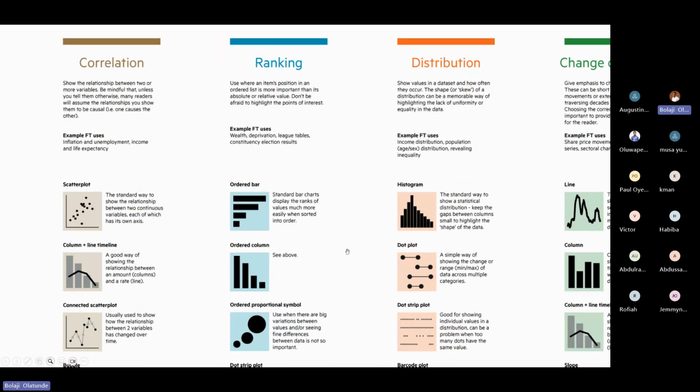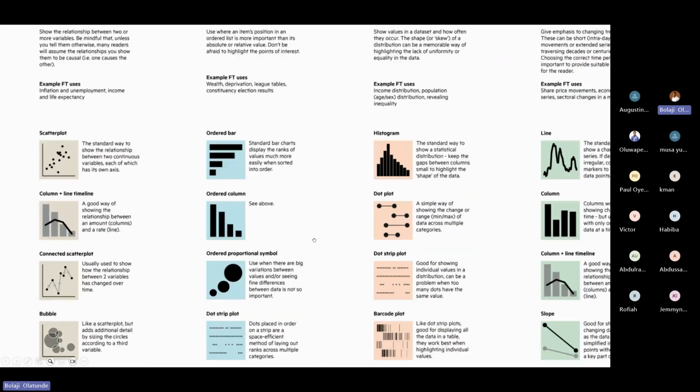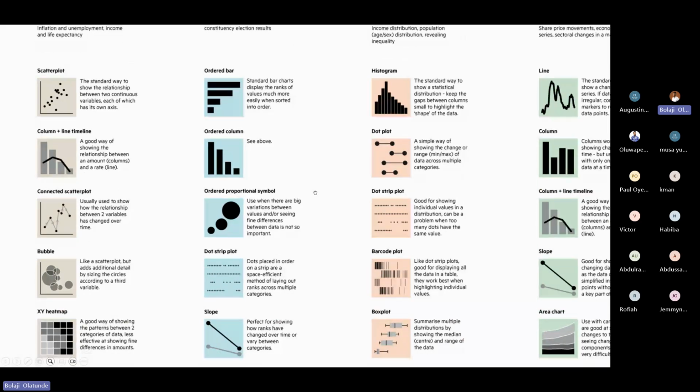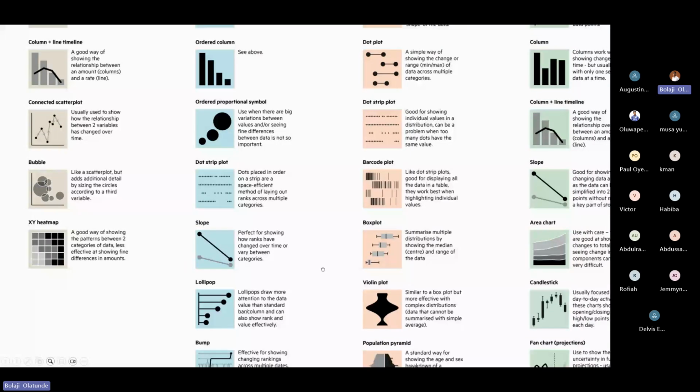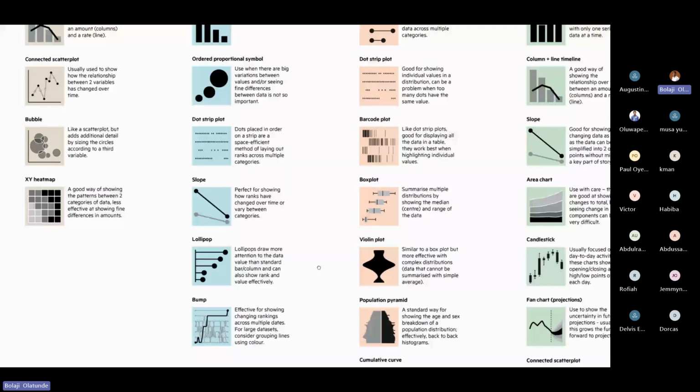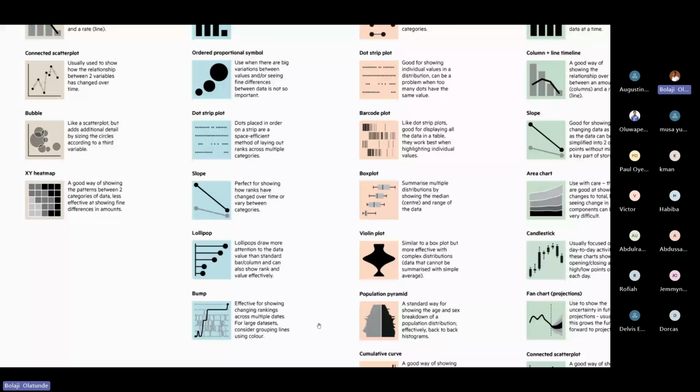And you see we have ordered bars, ordered columns, ordered proportional symbol, dot strip plot, a twister there. We have a slope to show you how things are moving across time. Oh, it was the first year, now it has dropped. You have a lollipop chart, which is a different version of a bar chart, and you have a bump chart, right? We just show how maybe one item is moving through different ranks, right?